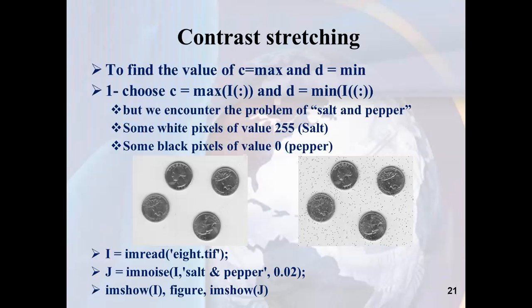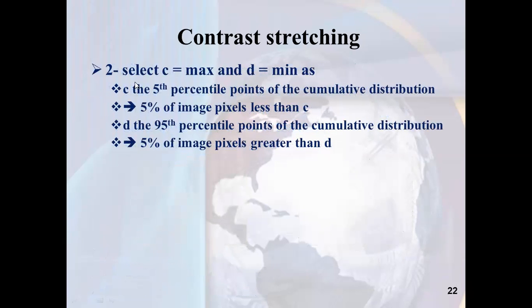The second method to get rid of the problem of salt and pepper is to use the 5 percentile points of the cumulative distribution, which means that we take 5% of image pixels less than C, and D with 95% percentile points of the cumulative distribution. So for sure you have left 5% of the image pixels greater than D. So what will I do with the image?